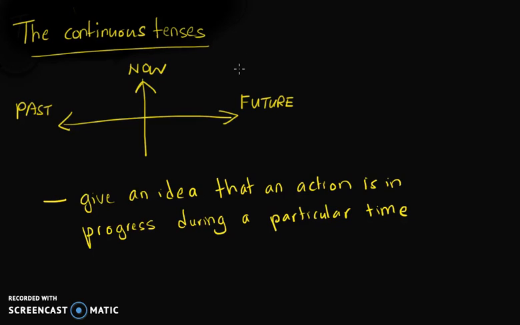Hello everyone! In this second video, we'll still use the same timeline diagram that I introduced in the first video where we talk about simple tenses. And in the second video, we'll look into the usage of the continuous tenses. The continuous tenses are used to give an idea that an action is in progress during a particular time. There are three common continuous tenses: the past continuous, present continuous, and future continuous.